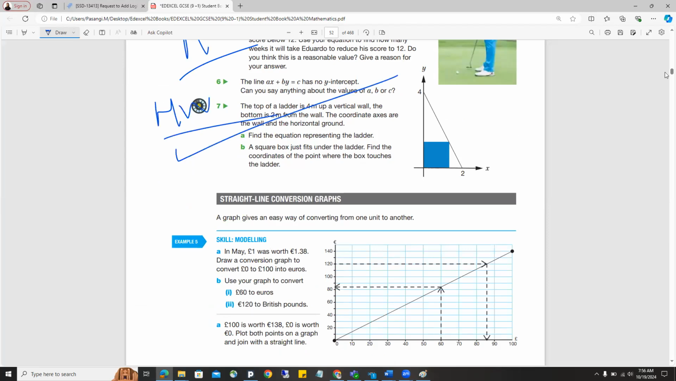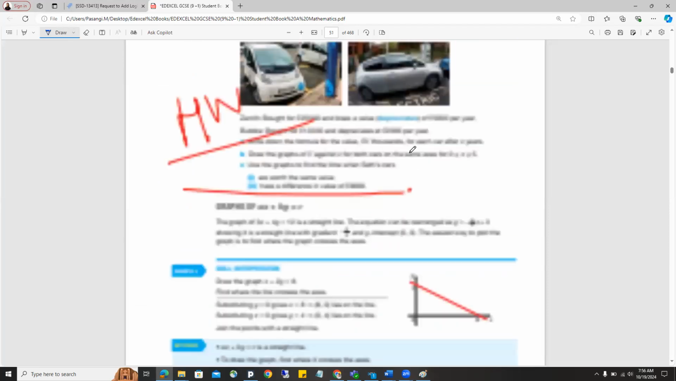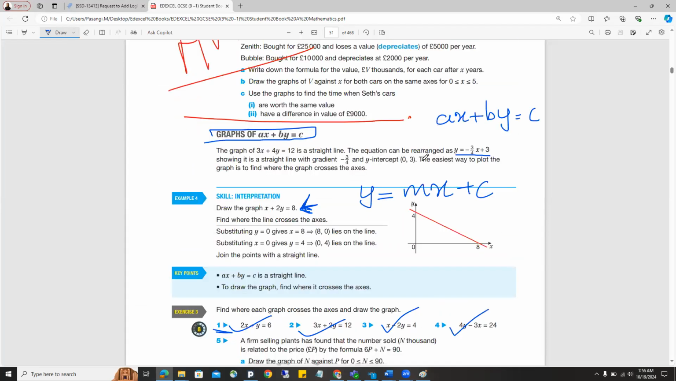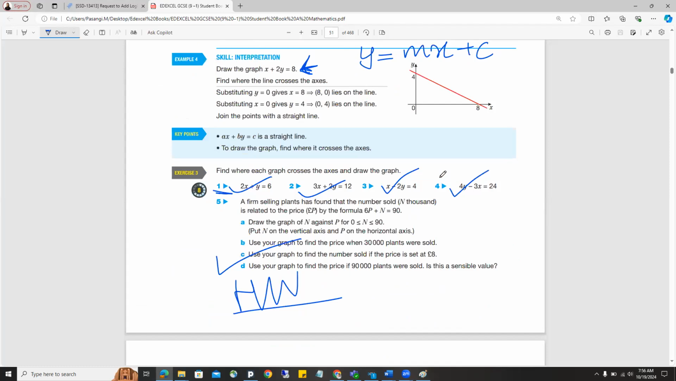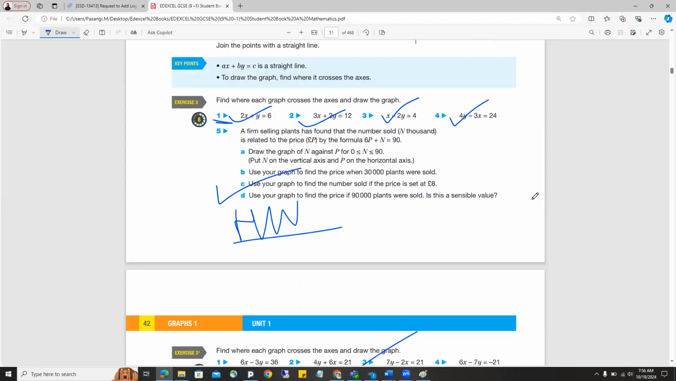Miss, can you send the recording? Yes, sure. You want the previous one's recording as well, right? Yes, miss. Okay, sure. I'll send all the recordings. First one, second one, third one, and the fourth.